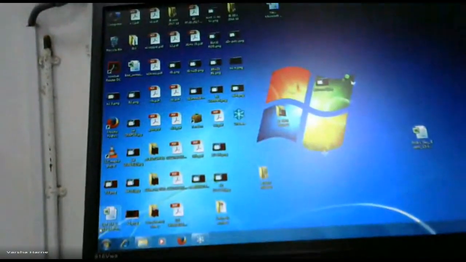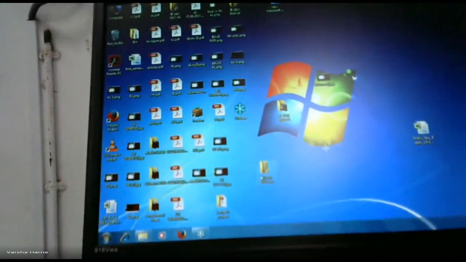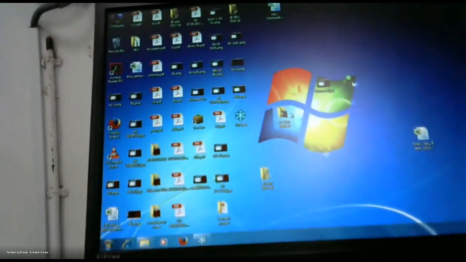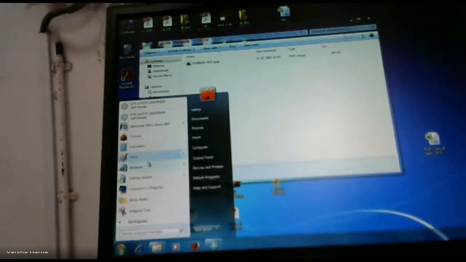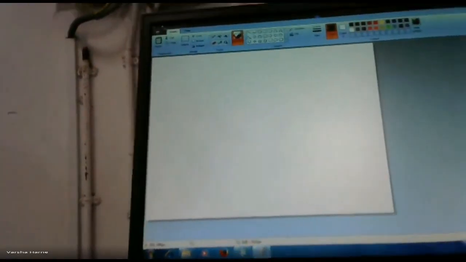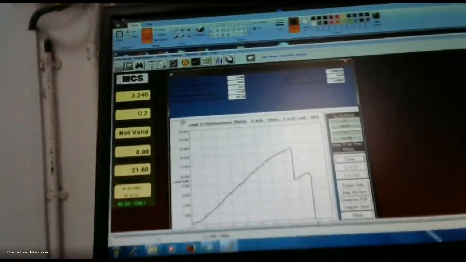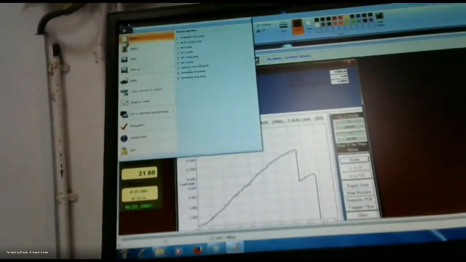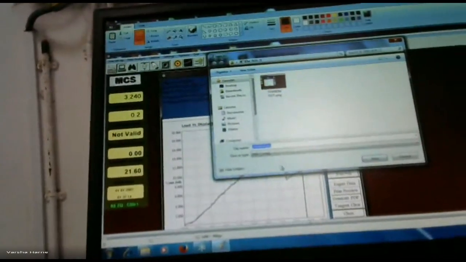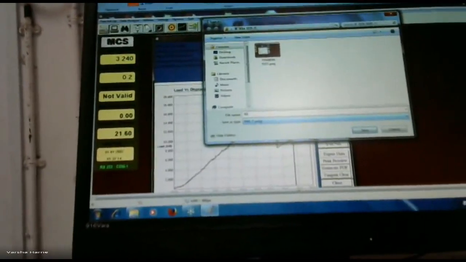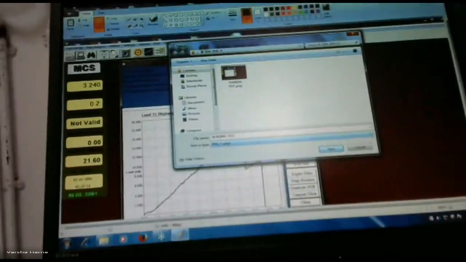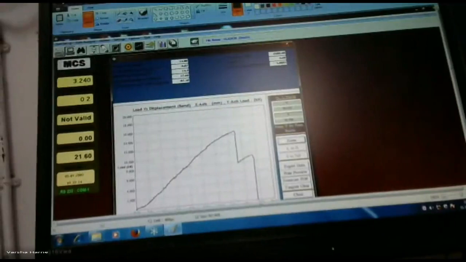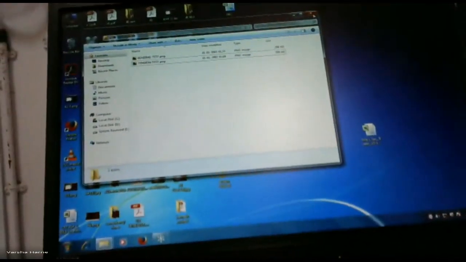Now again we have to copy this graph and put it in our folder. Save it. Write the name as bending test. So you have to copy it, take a printout and attach it.